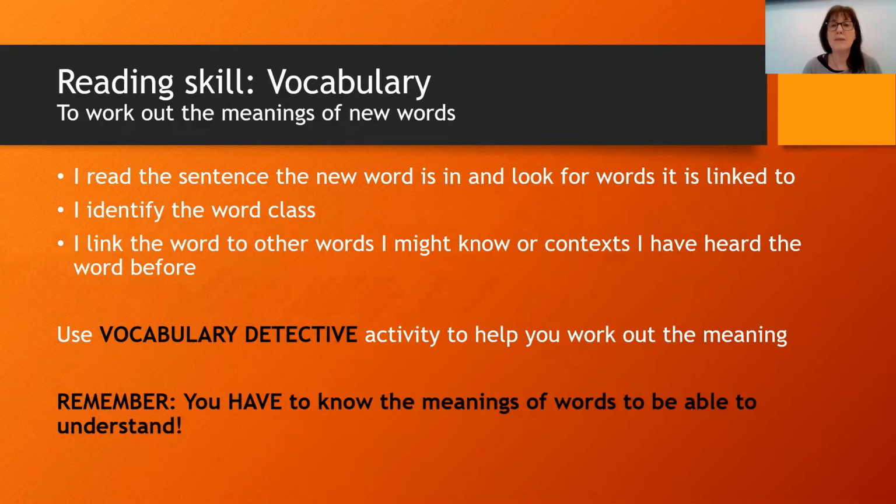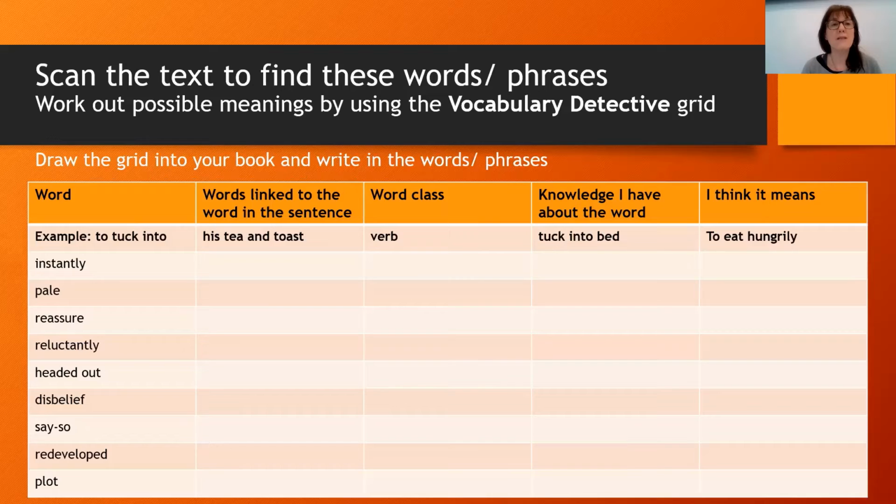The activity that I want you to do is to use the vocabulary detective activity to help you work out the meaning. Remember, you have to know the meanings of words to be able to understand, so it's very important to have some strategies to use to help you. I'd like you to use the vocabulary detective grid to teach you how to work out these meanings of words and use these strategies. So draw the grid into your book and write in the words and phrases that I've selected. These words and phrases have been taken from The Park.